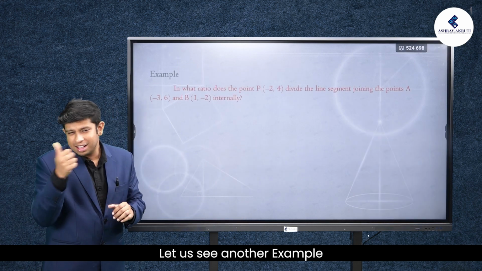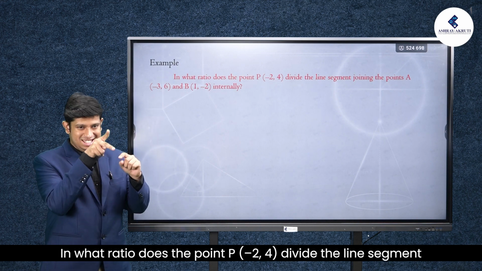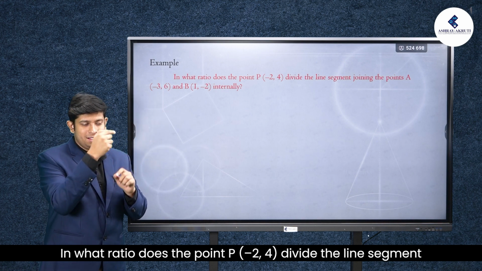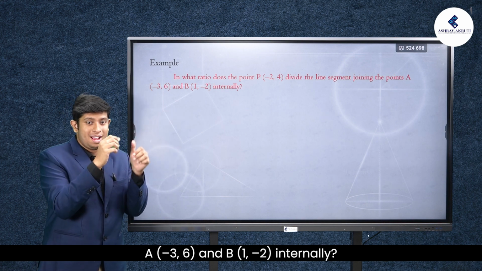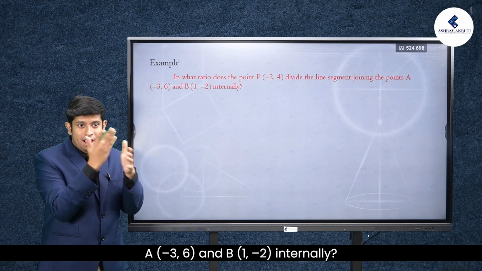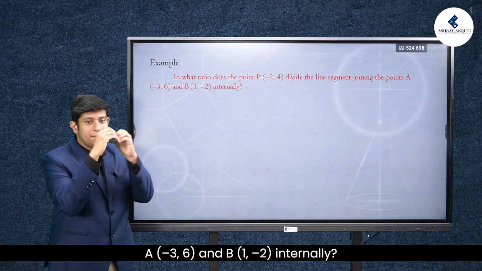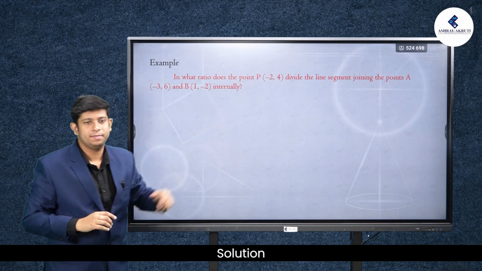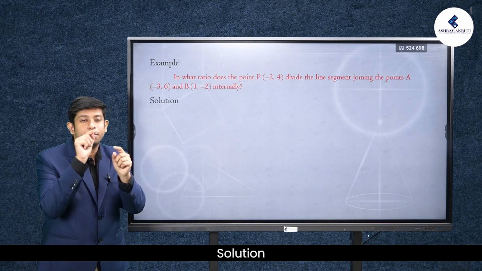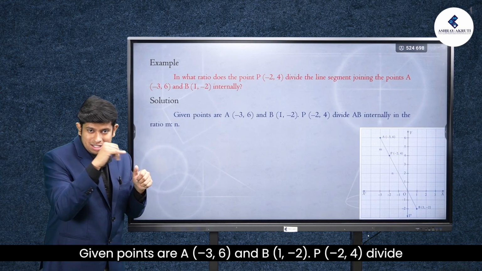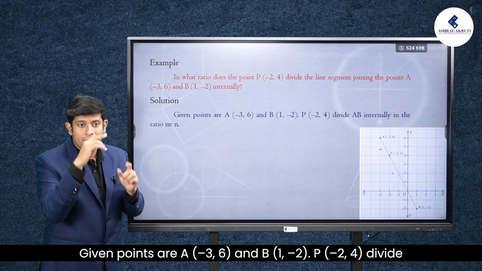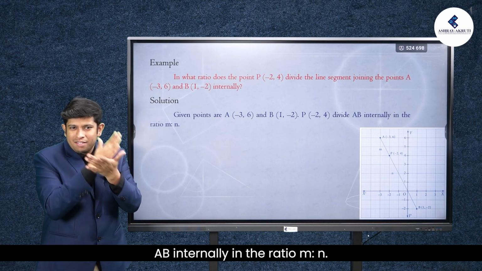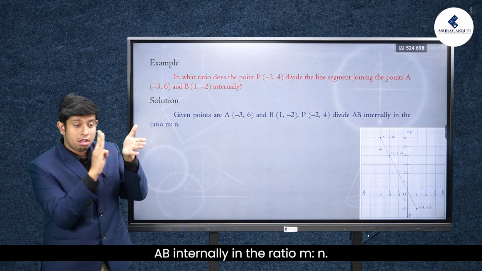Let us see another example. In what ratio does the point P of minus 2 comma 4 divide the line segment joining the points A minus 3 comma 6 and B 1 comma minus 2 internally? Solution. Given points are A minus 3 comma 6 and B 1 comma minus 2. P minus 2 comma 4 divide AB internally in the ratio m is to n.